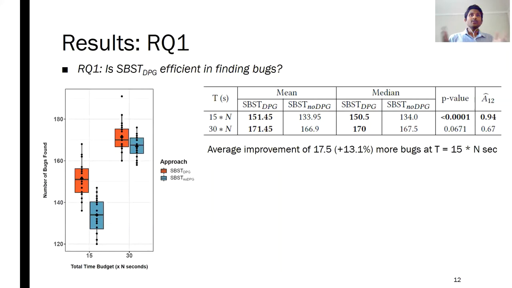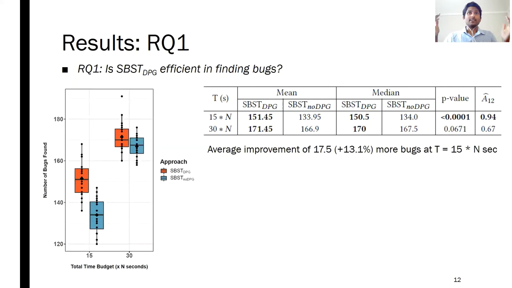We did experiments for two total time budgets, 15 seconds per class and 30 seconds per class. We consider 30 seconds per class an adequate time budget and 15 seconds per class a tight time budget in a resource constrained environment. Please note that even though these time budgets may seem very small, when we factor the number of classes in a project into the equation, the total time budget can be as many as 8 or 10 hours.